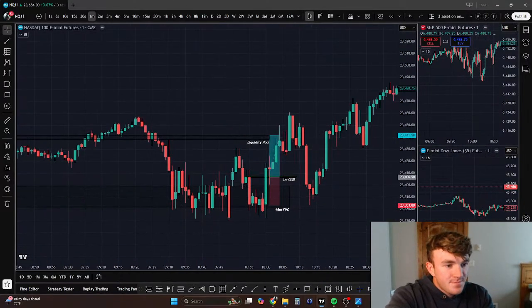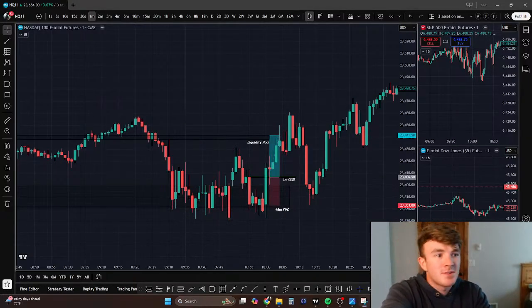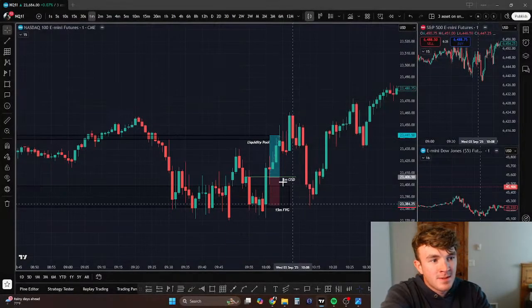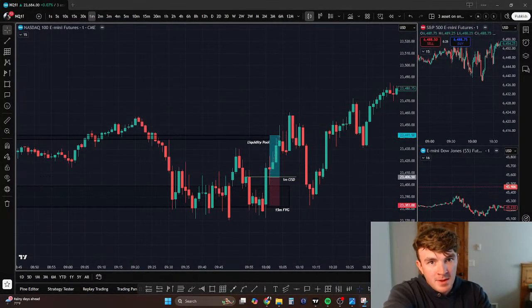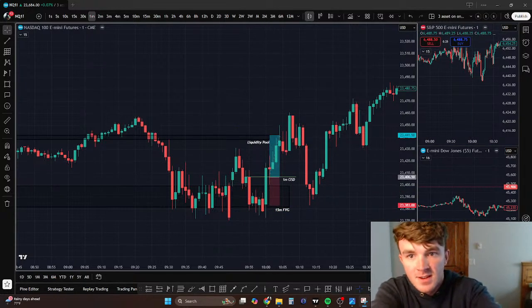Okay. This is a good 1-to-1. This is one where if you just want to be lazy and make good money without having to put in much work, hit a 1-to-1 and be done. We should look for some more inverse fair value gaps. They're very nice, and they're simple.